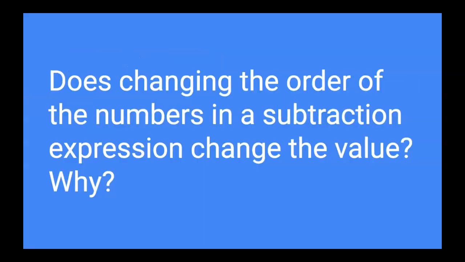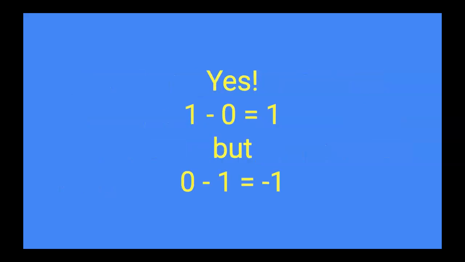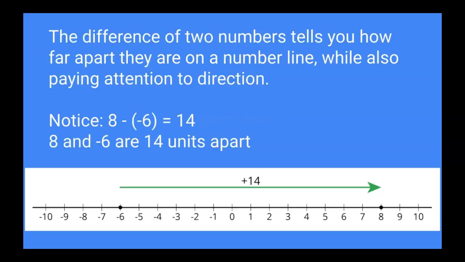Back since about kindergarten, you were working with adding, and you knew 2 plus 3 equaled 3 plus 2. Addition follows the commutative property. But does changing the order of the numbers in a subtraction expression change the value? You probably realize, yes, it does. 1 minus 0 equals 1, but 0 minus 1 equals negative 1.